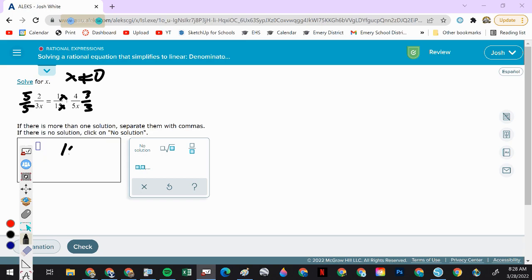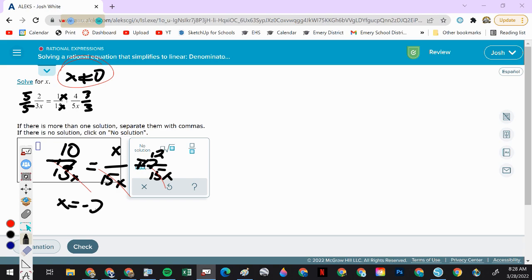The first fraction becomes 10 over 15x equals x over 15x plus 12 over 15x. And because everything has the same denominator, I can just get rid of them. Can you guys remember that? If everything has the same denominator, just get rid of them, remembering that x cannot be 0. So 10 equals x plus 12. Subtract 12. x is negative 2. Is negative 2 okay? Yeah.